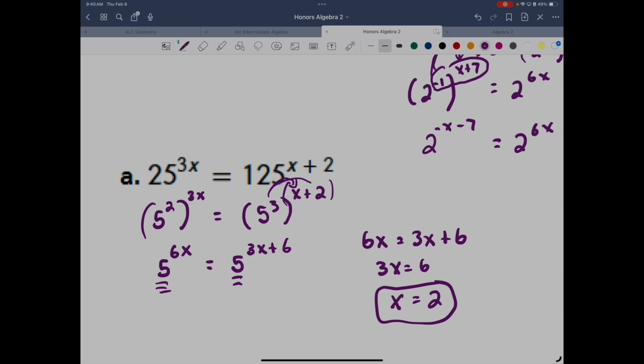Questions with that one? So, don't put lines anymore, they would be separate because they're bases. It's different than 25 times 3x, now it's to a power.